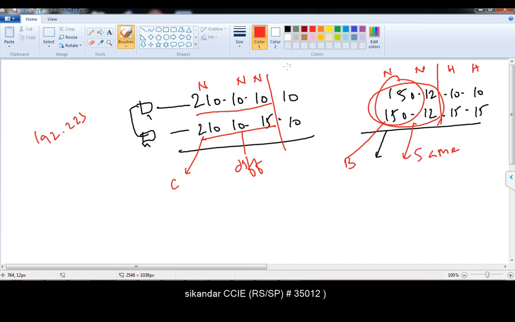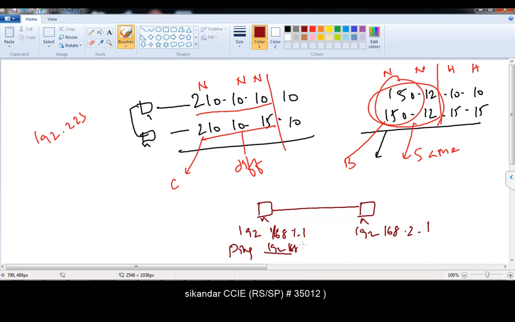Probably you can try this practically. You can verify this behavior if you have two computers, like a PC and a laptop. You can connect them with a cross cable and assign the IP address 192.168.1.1 on one side and 192.168.2.1 on the other side. They will never communicate. If you ping from this side to the other end, IP address 2.1, it will fail because they are on different networks. Once I change the IP address to 192.168.1.2 on the other side, it will start communicating because they are on the same network.